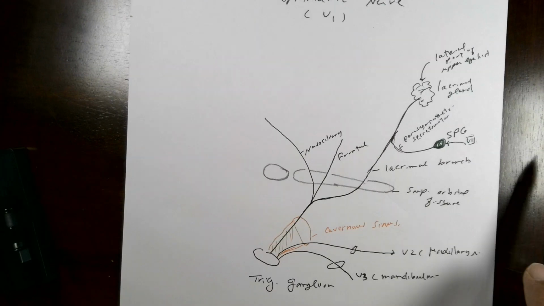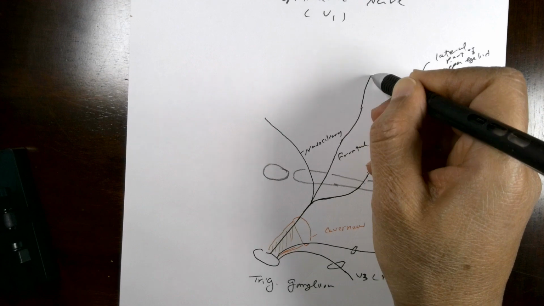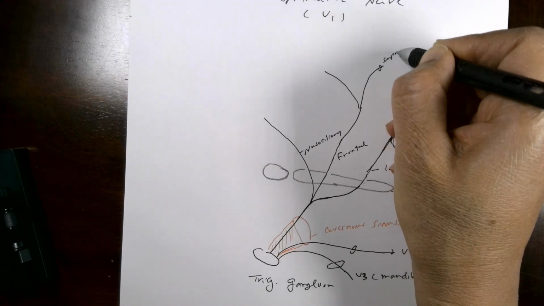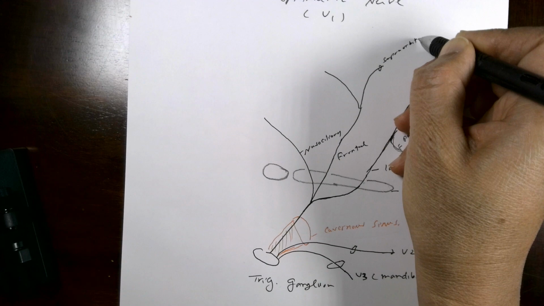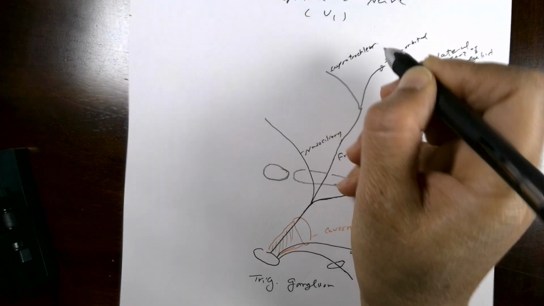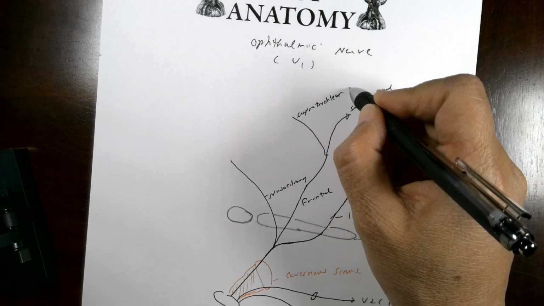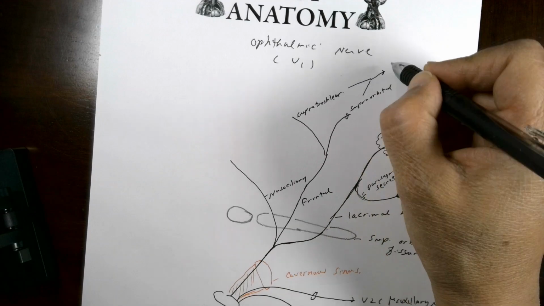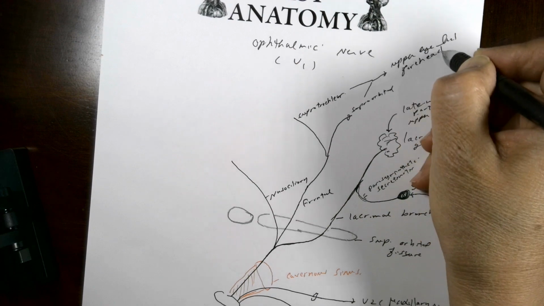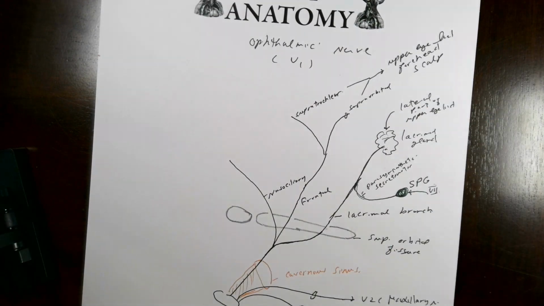How about the frontal? The frontal branch continues above the levator palpebrae superioris muscle, then divides into medial and lateral branches. The lateral branch is the supraorbital. The medial branch is called the supratrochlear. Both of them supply the skin over the forehead and upper eyelid. So both going to supply the upper eyelid, forehead, and anterior part of the scalp up to the lambdoid suture.